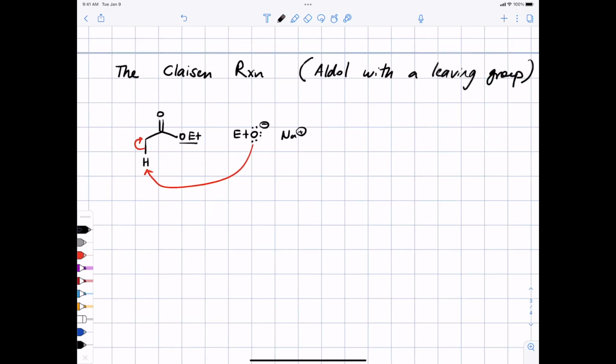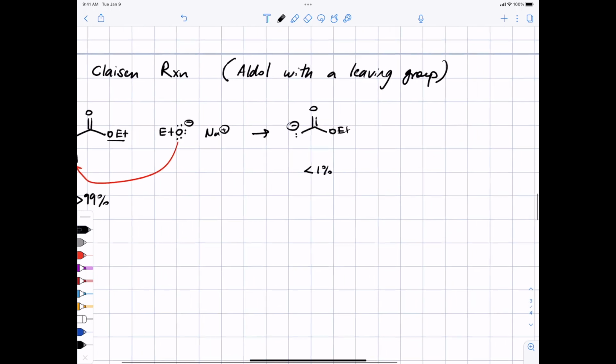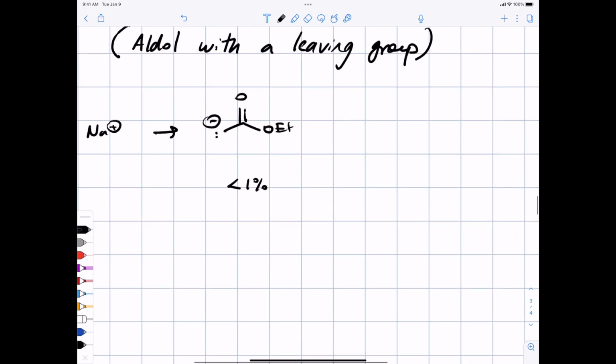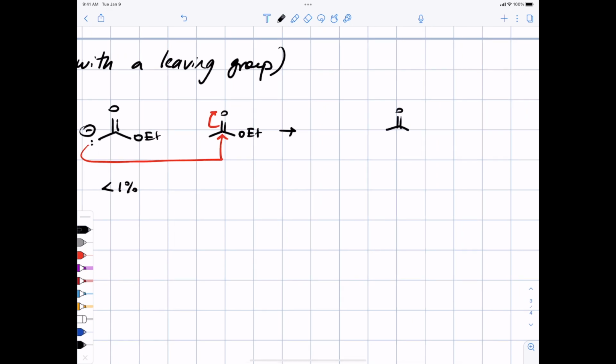We're going to first make the enolate of the ester. And again, it's true that that's uphill in energy. So again, you're looking at greater than 99% ester starting material, less than 1% enolate. But the enolate that forms can then act as a nucleophile to attack some of the remaining unreacted ester at the carbonyl carbon. That's going to give you a tetrahedral intermediate.